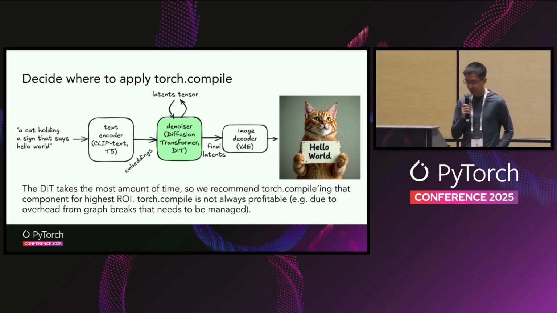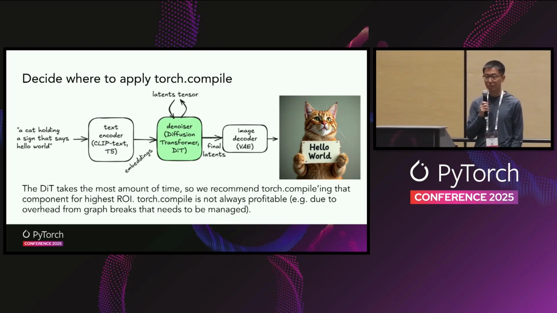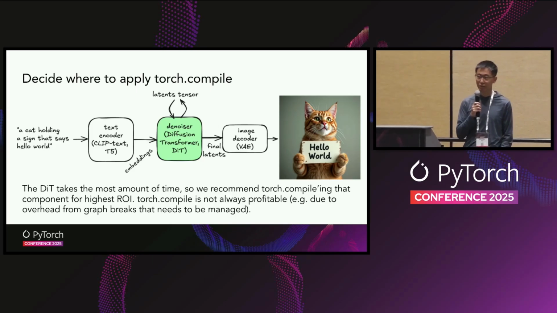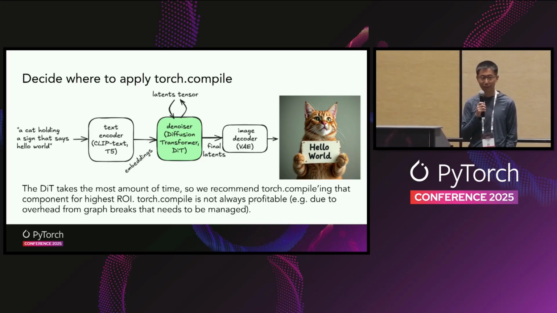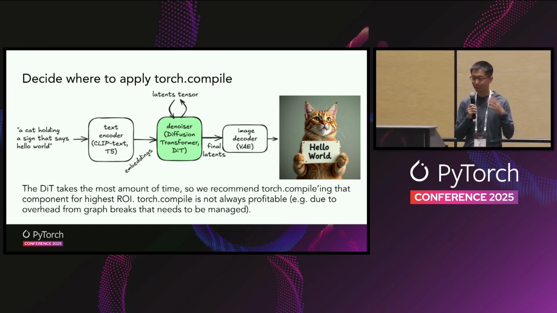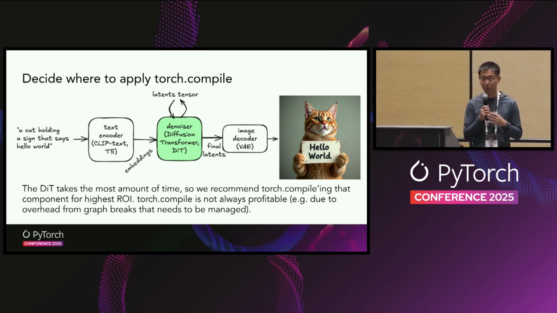When you're trying to enable Torch.compile on something, the first thing you usually ask yourself is where you should actually apply Torch.compile. Because of things like graph breaks and code that is unsuitable for Torch.compile being around, you want to focus your effort on something that would have the most value. And depending on the type of model you have, you will want to apply Torch.compile on something different.